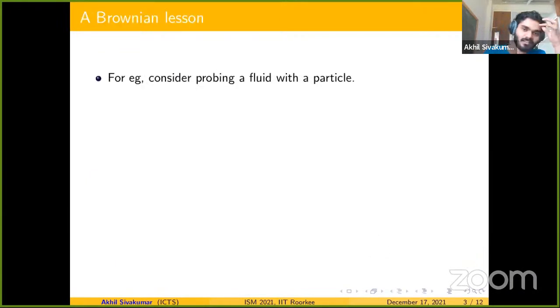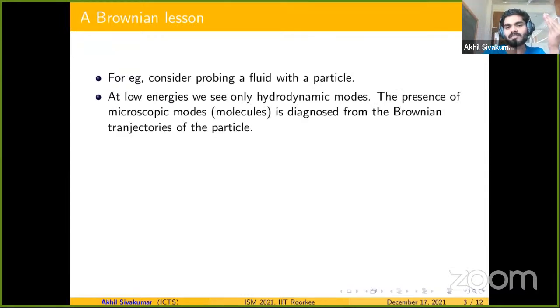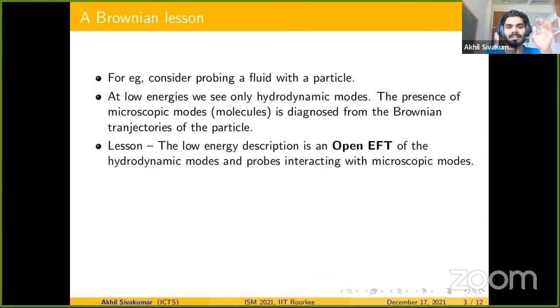So to understand this paradigm a bit, we could consider a simple toy model, which is probing a fluid with a particle, say considering a pollen moving in air. At low energies, we see only hydrodynamic modes. The presence of microscopic modes like molecules themselves is diagnosed from the Brownian trajectories of the particle. The lesson is that the low energy description is an open effective field theory of the hydrodynamic modes and probes interacting with microscopic modes, say molecules.